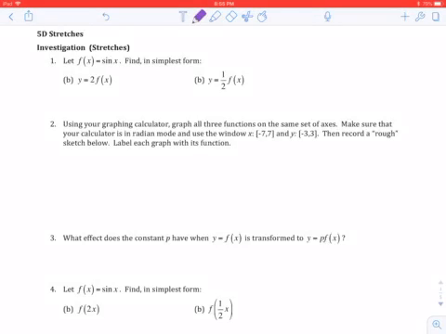Happy E-Day. Today we're going to take a look at our stretches and reflections. And so I want to, kind of like we did on Friday, investigate this a bit. So we start with f of x equals sine of x.